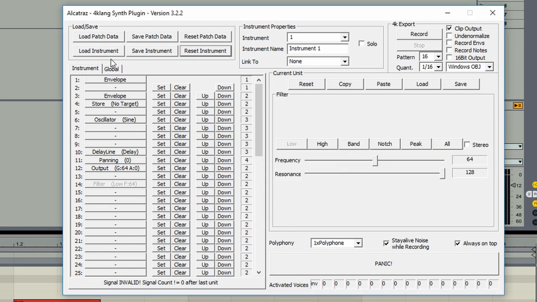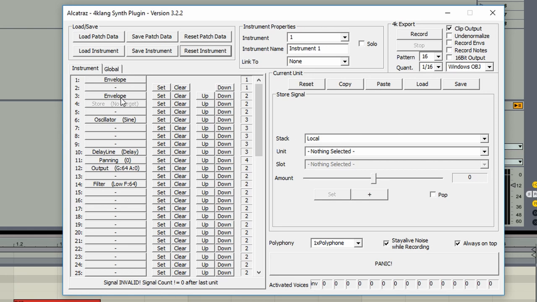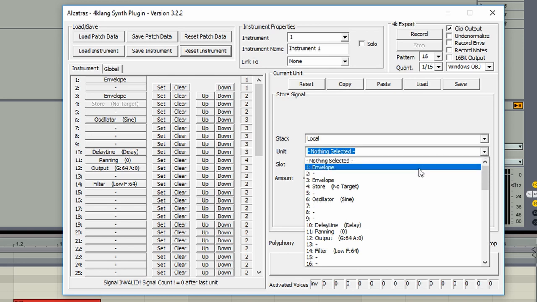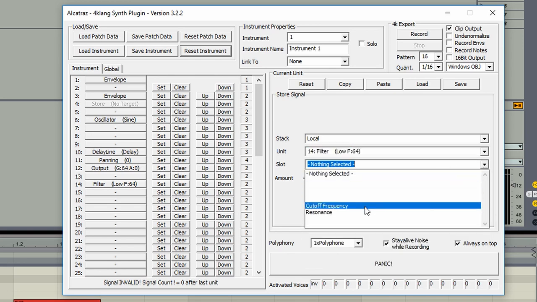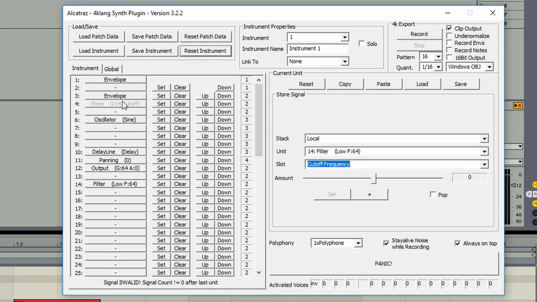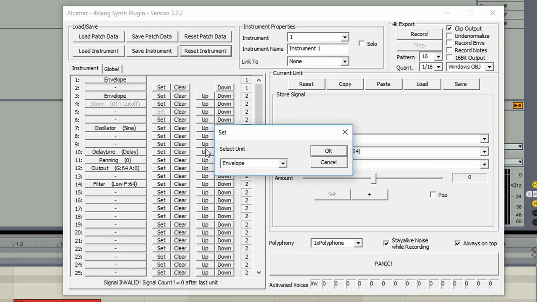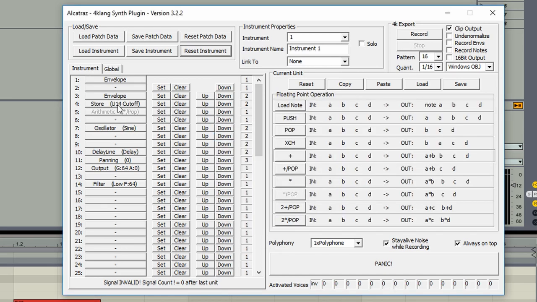Set the resonance here. So what we want is this envelope to control this filter, which means we select the unit, which is 14. And then what we're going to do is select cutoff frequency. And if I'm correct, well, we'll need to get the sound working first. What we do then is we get an arithmetic, and it should be set to pop. So that gets the stack back to 2.